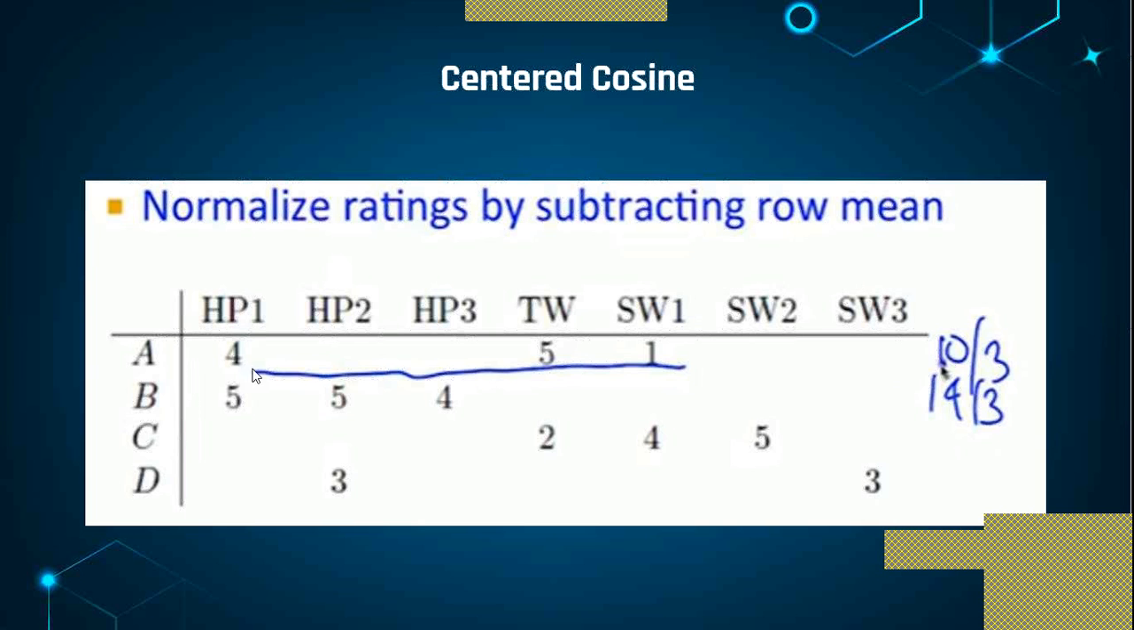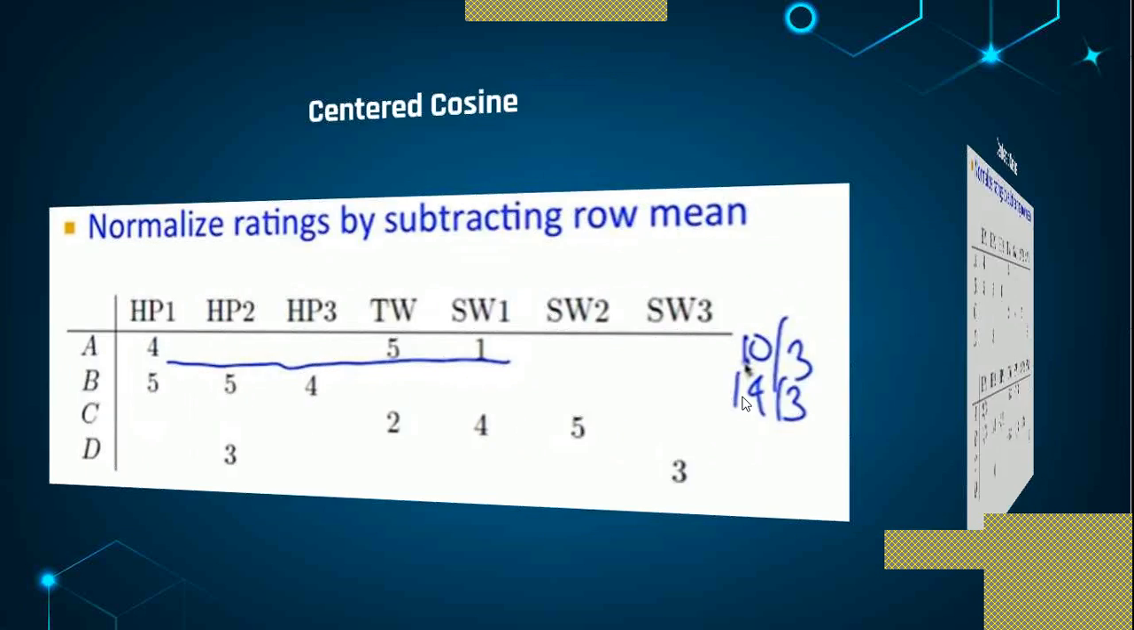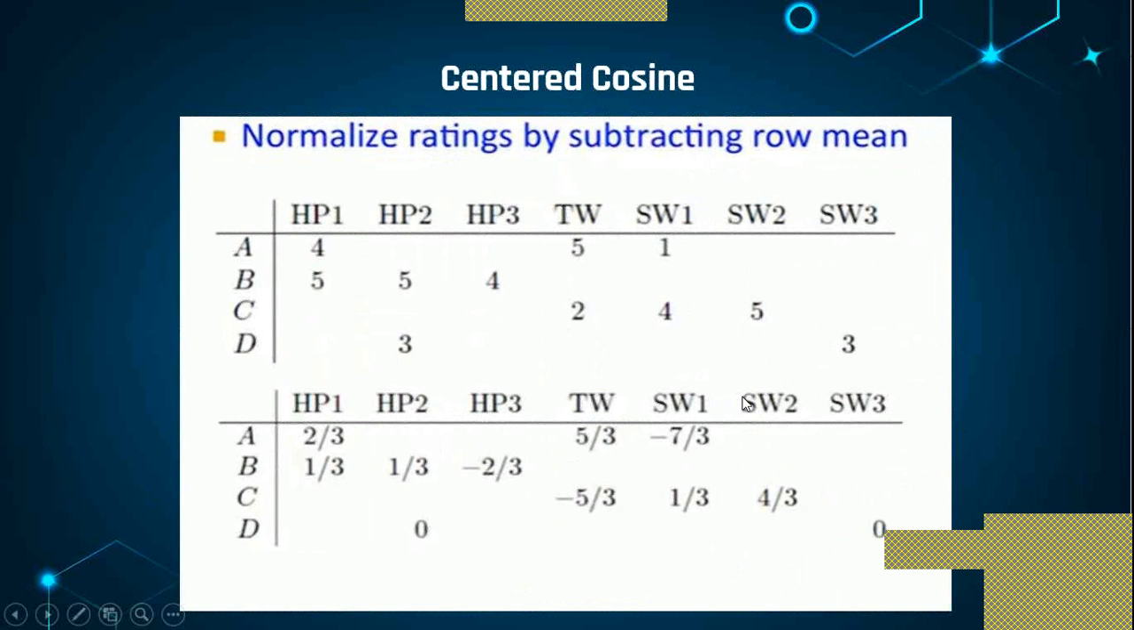Addition of all the ratings means user A gives ratings 4 plus 5 plus 1, that is 10. And how many ratings are given? 3 ratings, so that's why it is divided by 3. The next task in the centered cosine is.